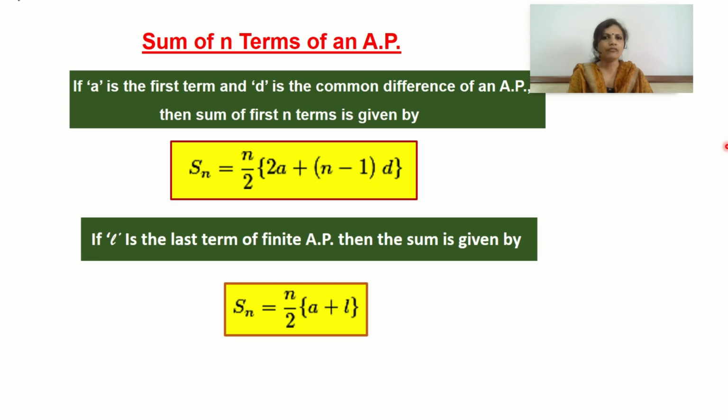And the idea of this formula we got from the method of Gauss. Gauss, the famous mathematician, did one sum when he was just 10 years of age in the class, and from that the idea of finding the sum of n terms of an AP was discovered. So let's do some of the sums related with this formula.